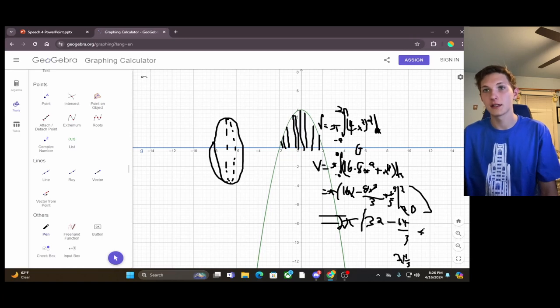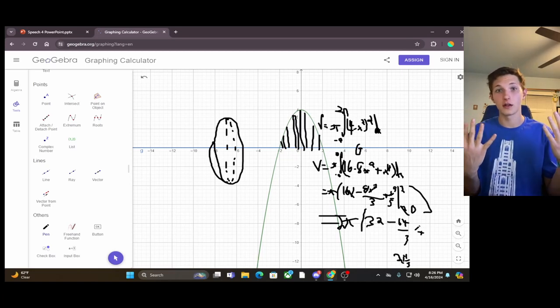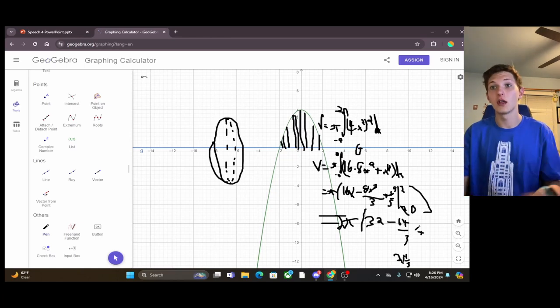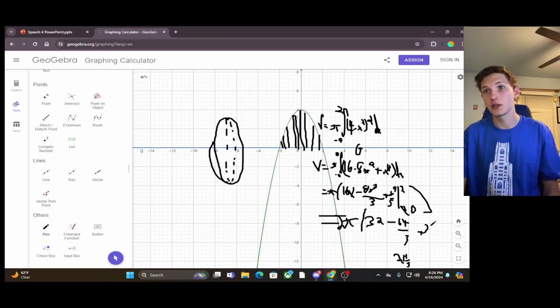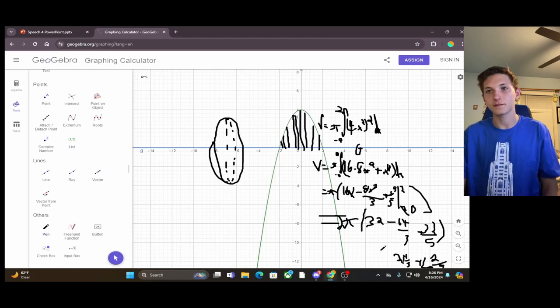We have plus 2 times 2 to the fifth, which is really just saying 4 times 4, 16, times another 2, 32. 32 over 5. So that's plus 6 and 2/5. 32 subtracted by that.